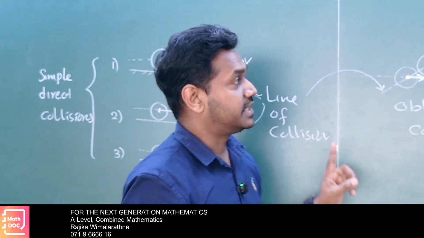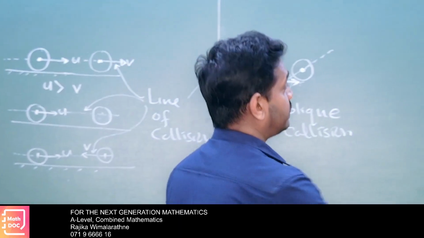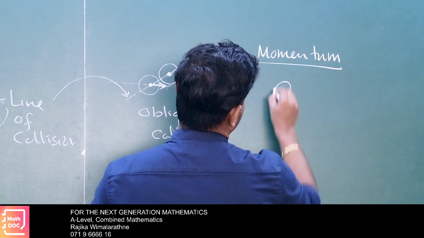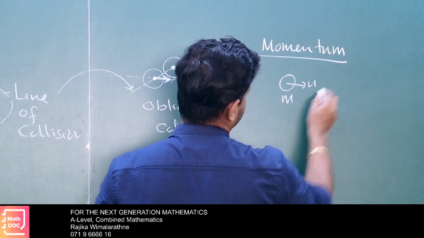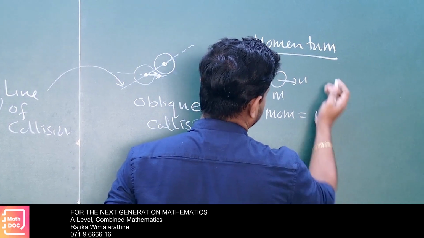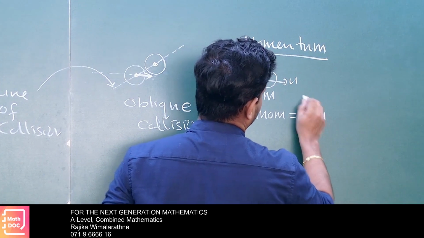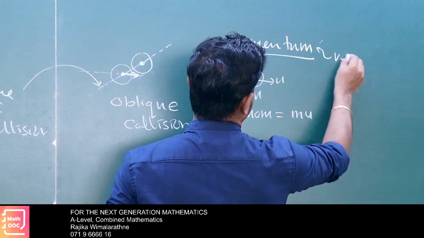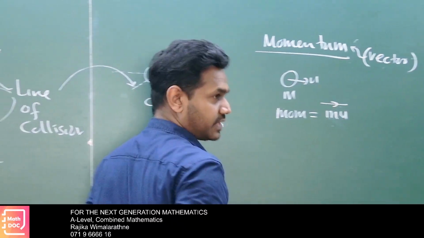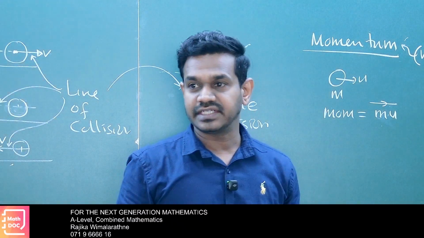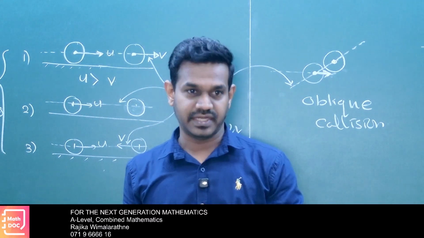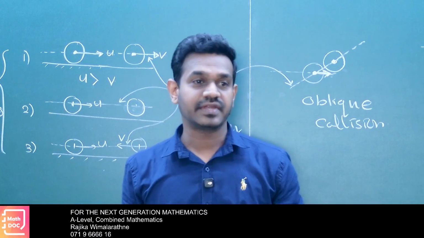Here we have two theorems. One is conservation of momentum. Consider a mass m with velocity u; its momentum is m times u. Momentum is a vector quantity. It has magnitude and direction. The conservation of momentum says that before collision momentum equals after collision momentum.